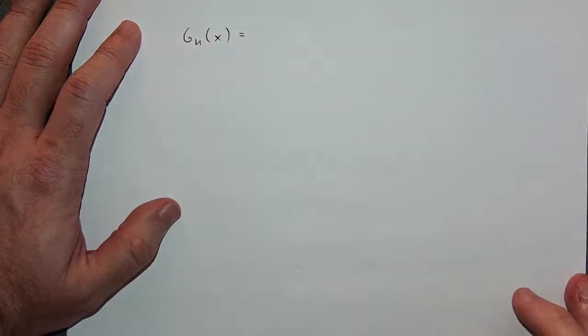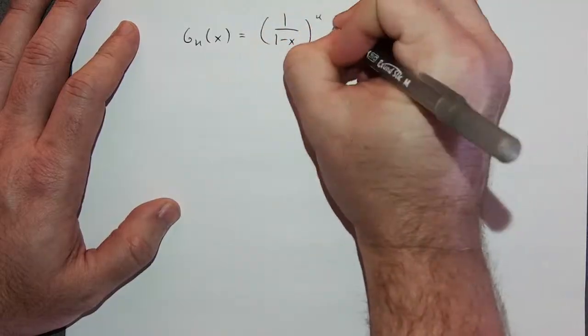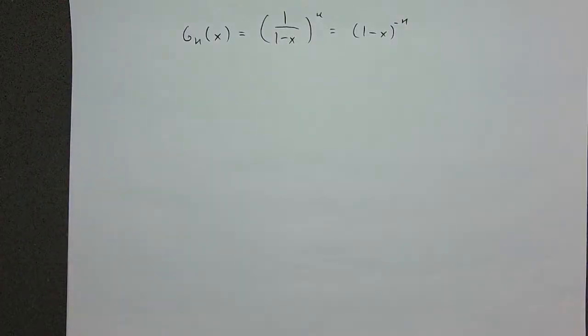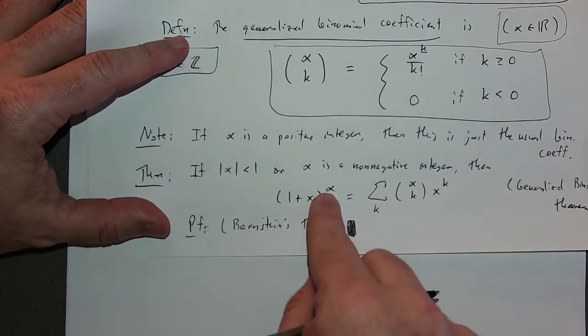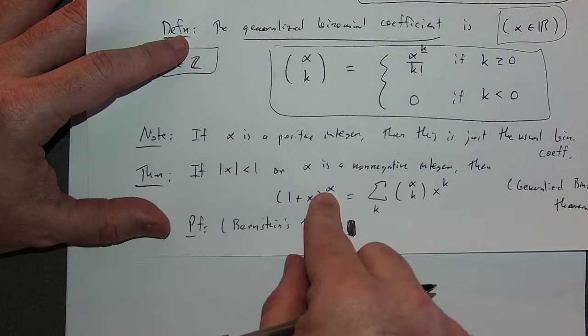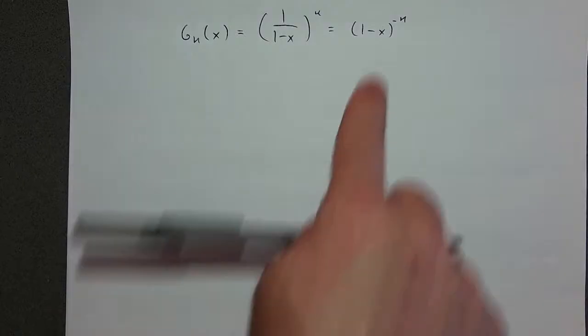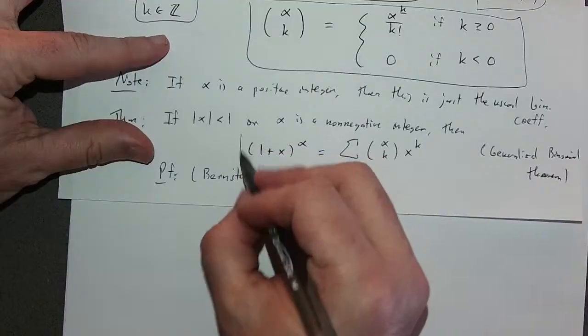My generating function is 1 over 1 minus x to the n, or rewriting this, 1 minus x to the minus n. All of this was just to use the generalized binomial theorem, right? We needed the generalized binomial theorem because this exponent now is going to be something other than just a positive integer. Okay, so there it is.